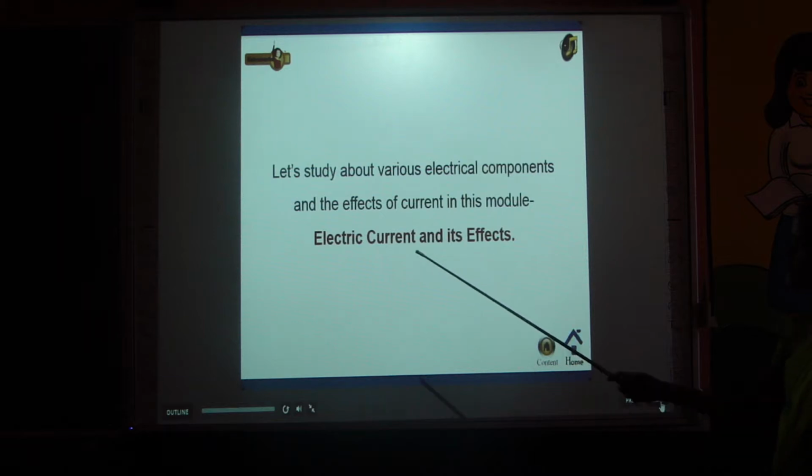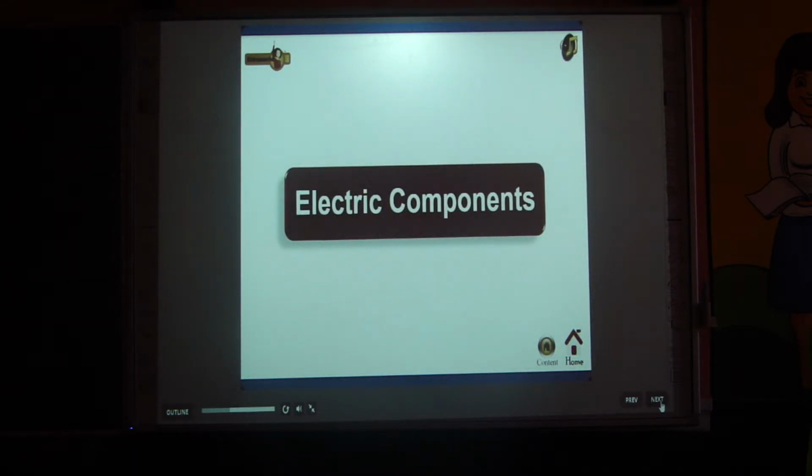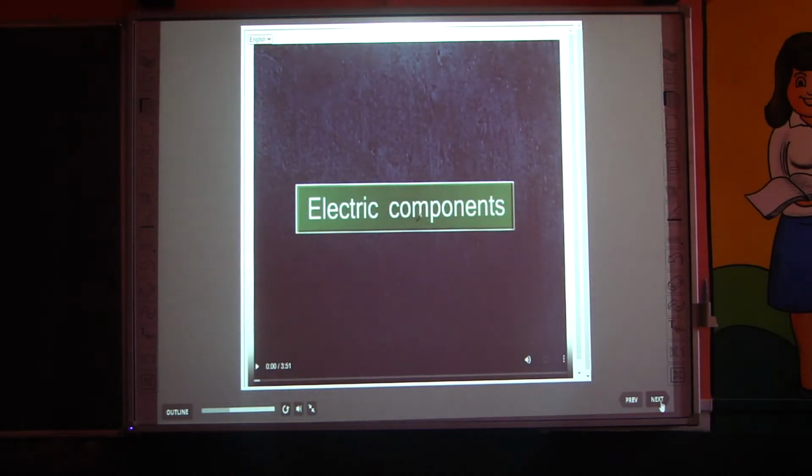What is the name of the chapter? It is electric current and its effects. First we will discuss electric components. In general, the electric components consist of a switch, wire, a bulb and a battery cell. It consists of two terminals, one positive and the other negative. So these are all the electric components. Let us see one video about electric components. See the video, children.